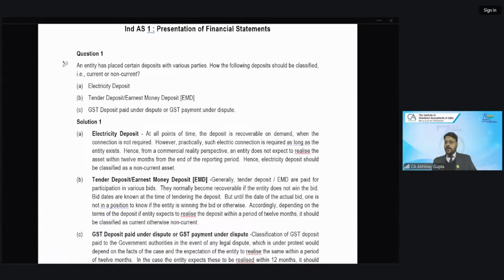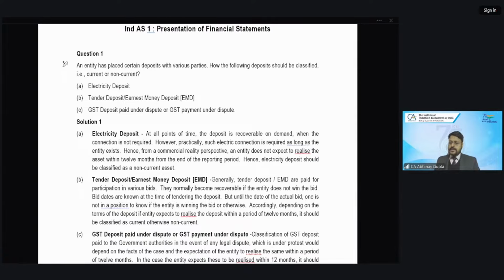Then offsetting means any item can be offset against another item. For example, if you have a receivable from one party as well as a payable to that party, you can present it net, provided there is a master netting agreement available. Otherwise not. So there are certain offsetting rules on which items can be offset against each other and which cannot be, and accordingly we need to do that.